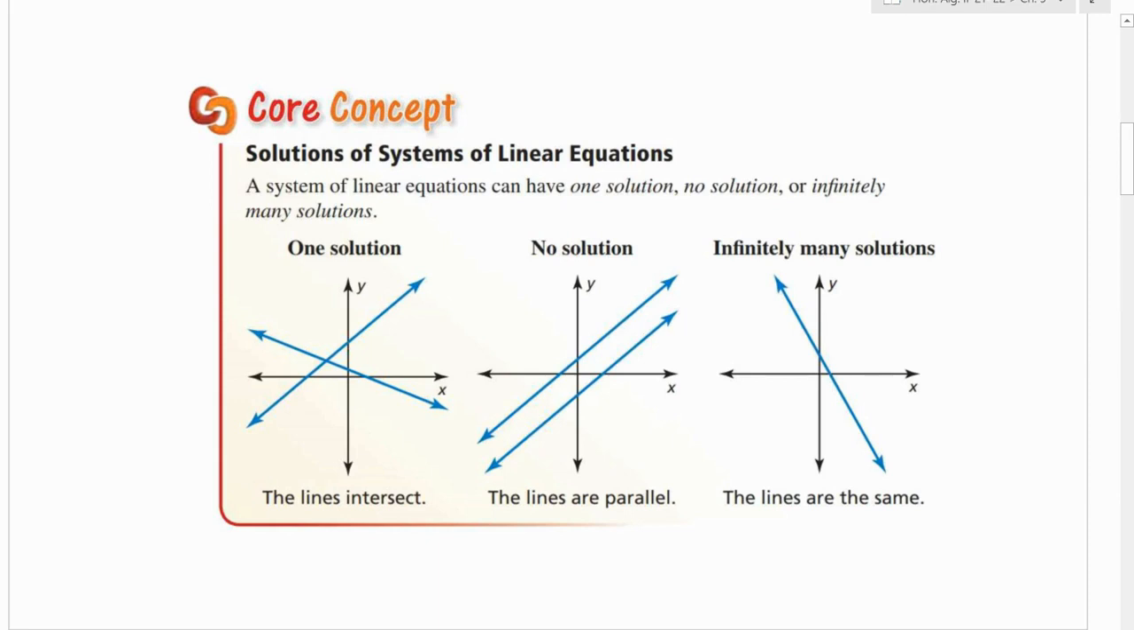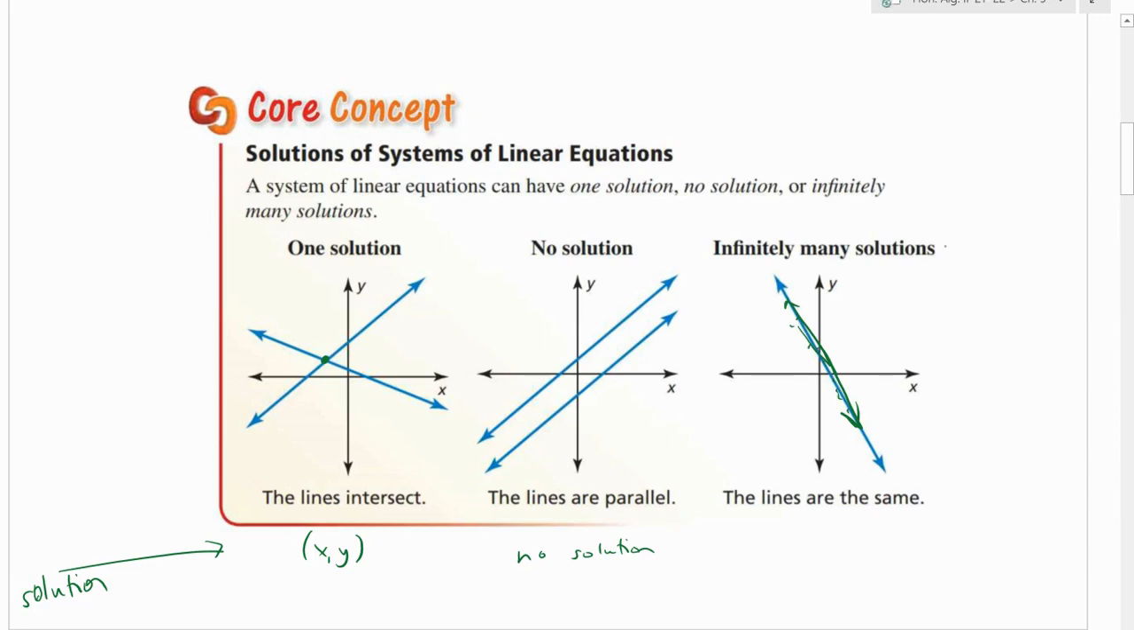There's 3 things that can happen when you draw 2 lines. They either cross in just one spot. If that happens, the solution is an ordered pair. They can not cross at all, and then there isn't a solution. Or you could have one line on top of the other, and then the solution is every single point where they intersect, which is every single point on the line.